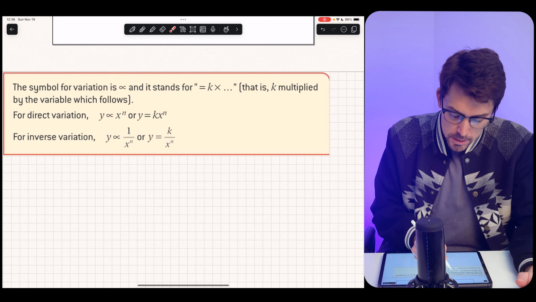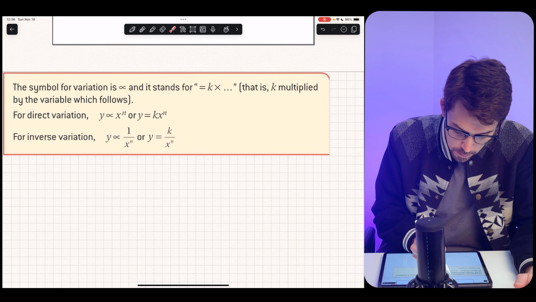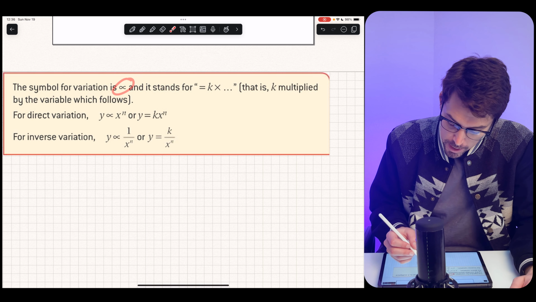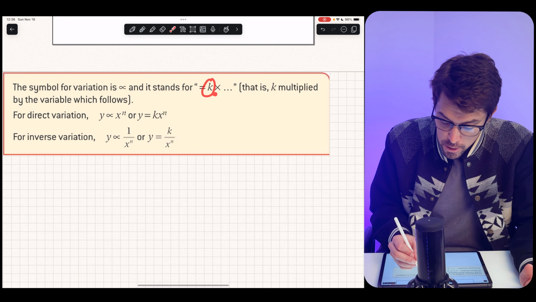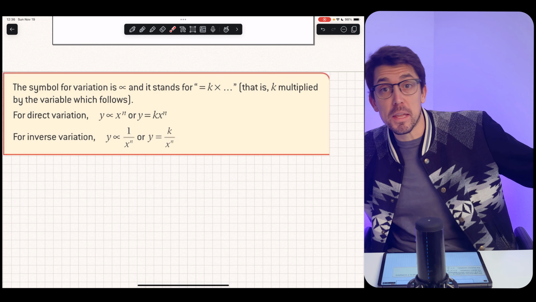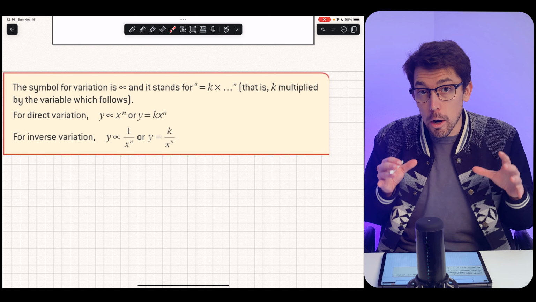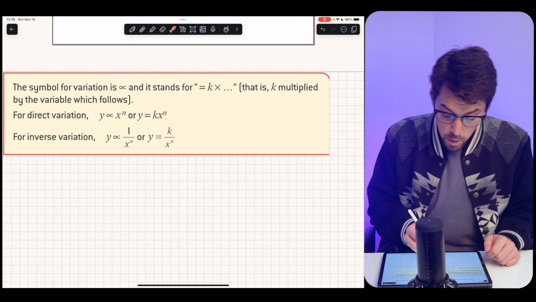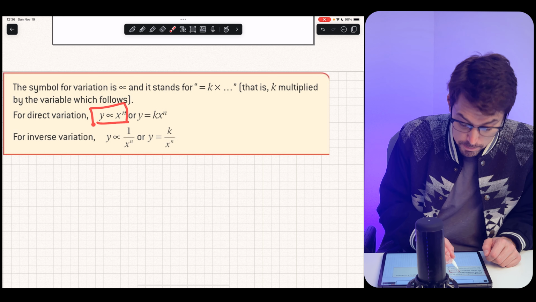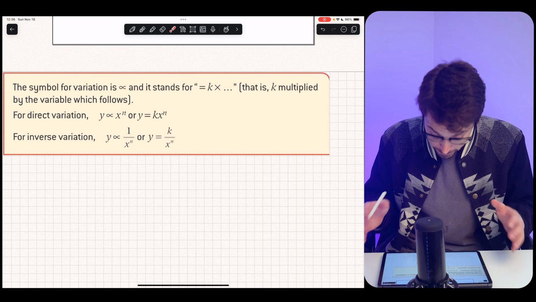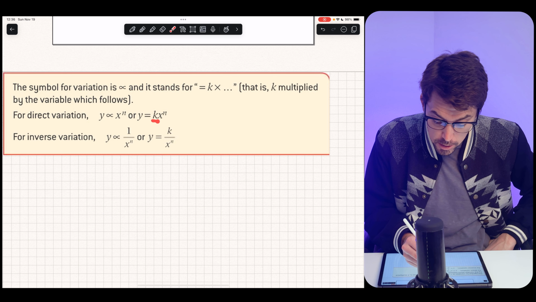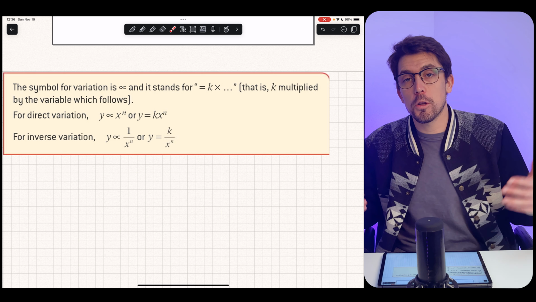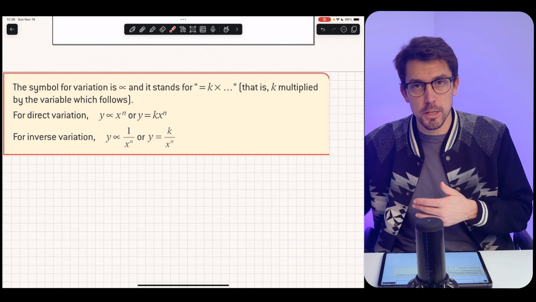The symbol for variation is often denoted like this in certain textbooks. What it basically means is that you're taking k, which is some constant, and multiplying it by something that follows. In our power functions unit, we can write that y varies directly with x to the power of n. All this means is that there's some constant k that is multiplied by our power function x to the power of n.